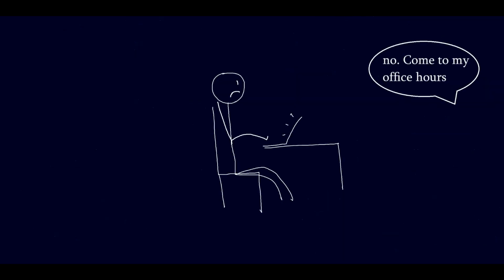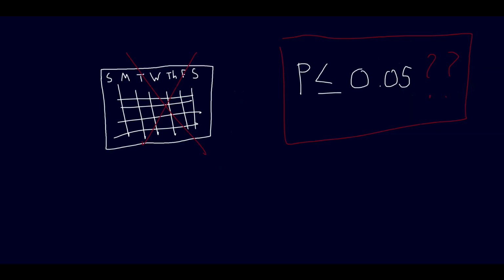Even more confused, you ask a follow up question, and then they say to go to their office hours in a week. Well, let's not wait a week. What even is the p-value, and why is it less than 0.05? I'll explain this using a common scenario.